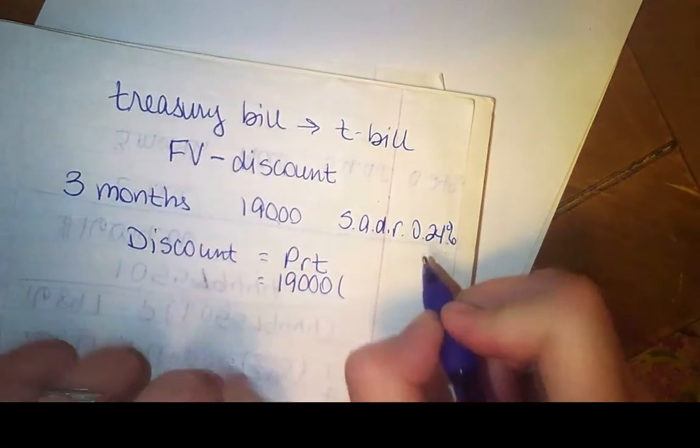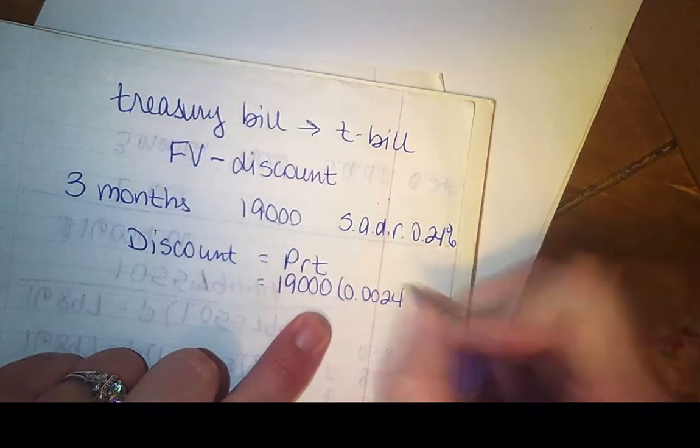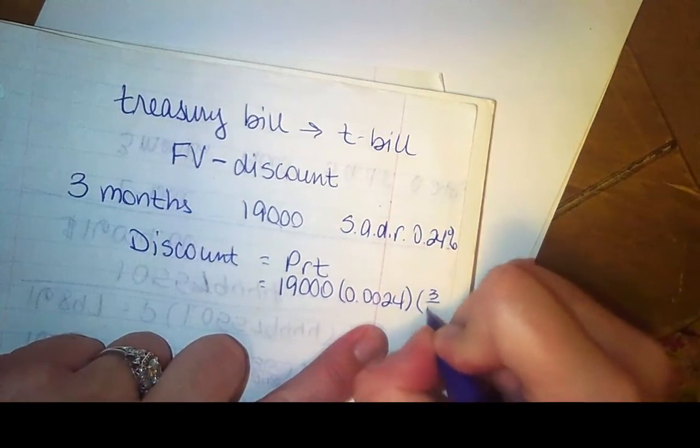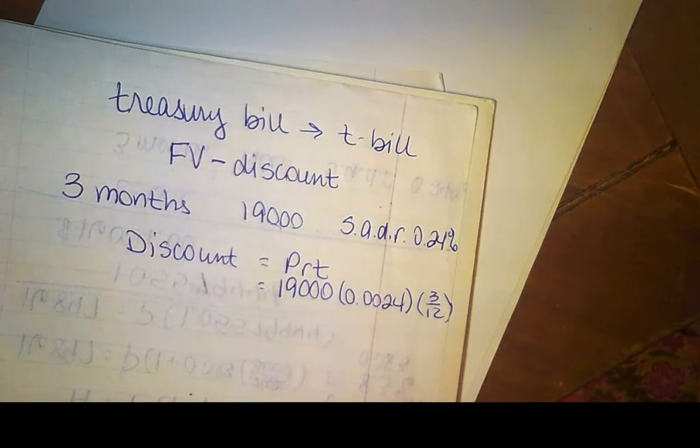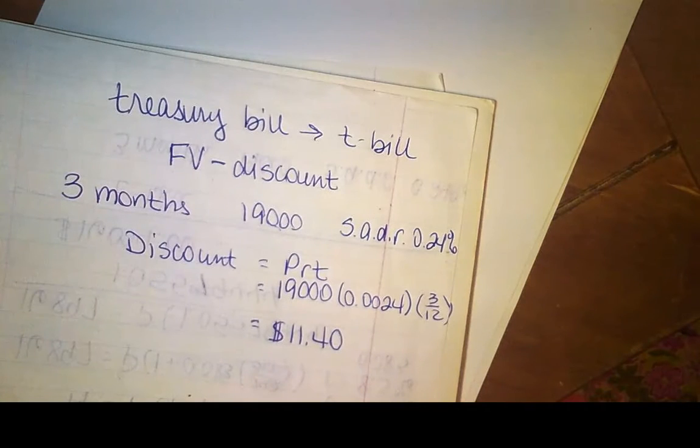My rate, remember, move your decimal point over, so 0.0024. And then what's your time? 3 months out of 12. So this is going to be my discount. My discount is 19,000 times 0.0024 times 3 out of 12 months, which is a fourth. All right, so I get 11.4, so that is $11.40.